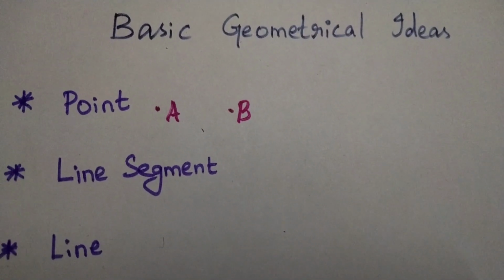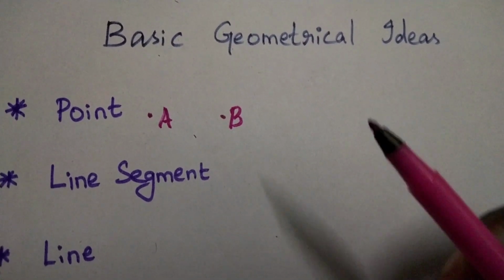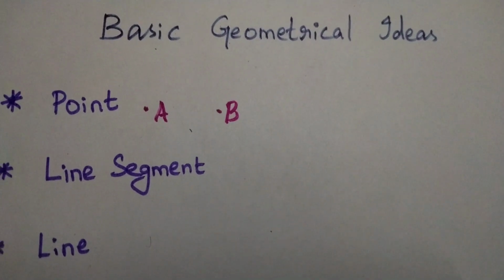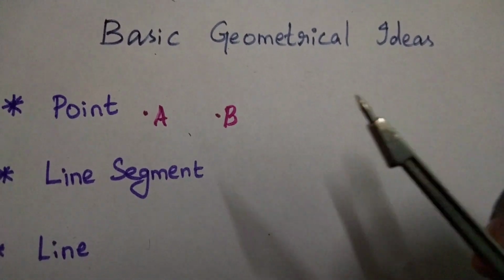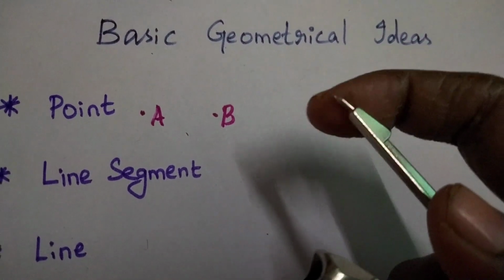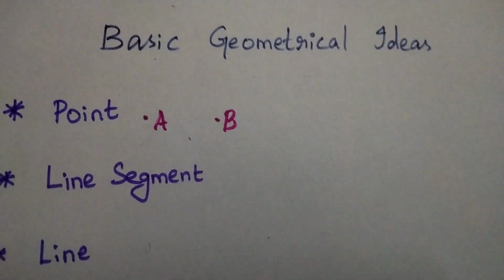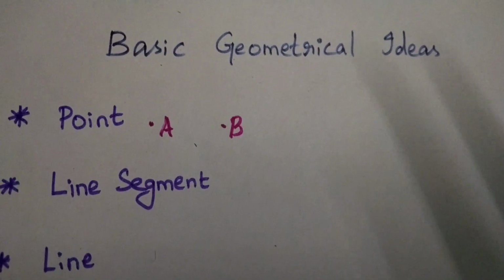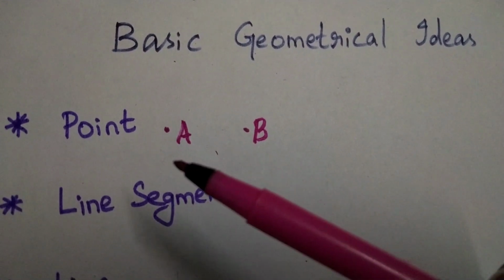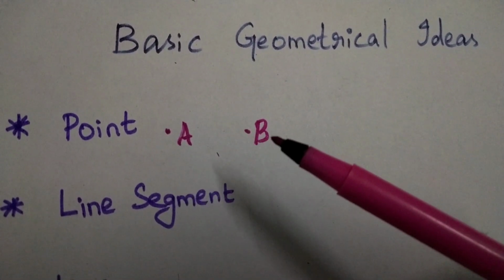For example, we can say the tip of the pen, point, isn't it? Same way we can say the tip of the needle, the tip of the compass needle, see here. We can say that as point. These 2 points are example for point, point A, point B.